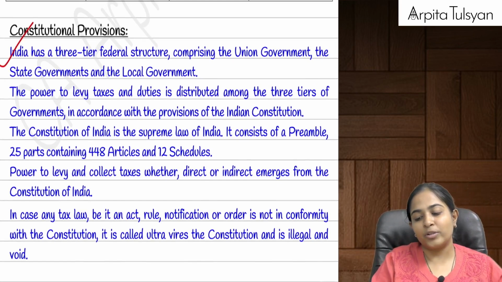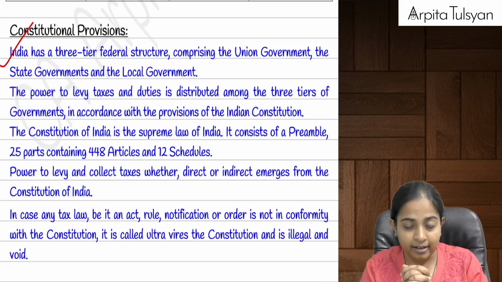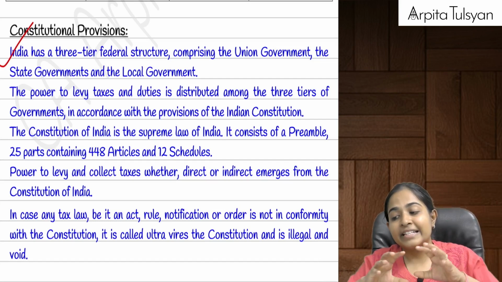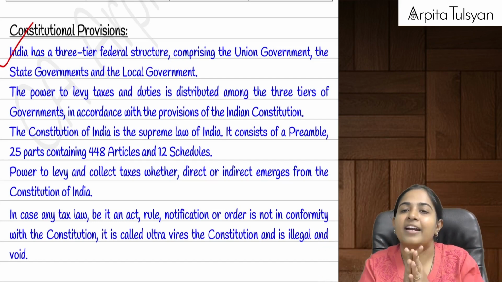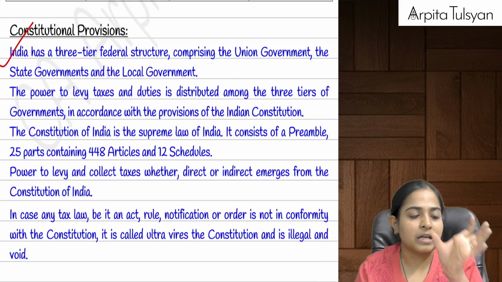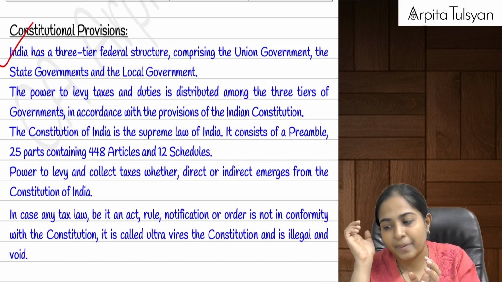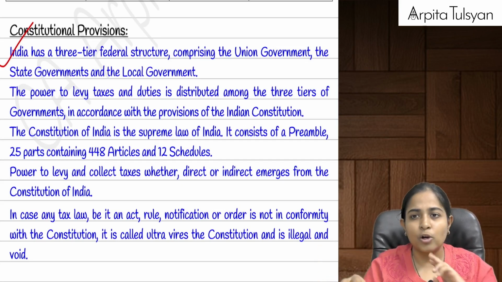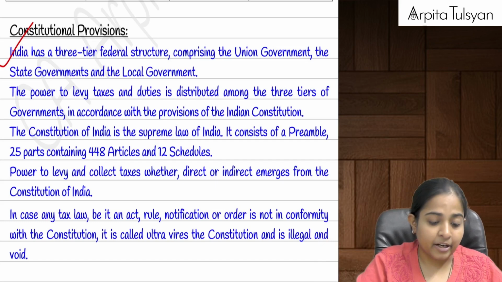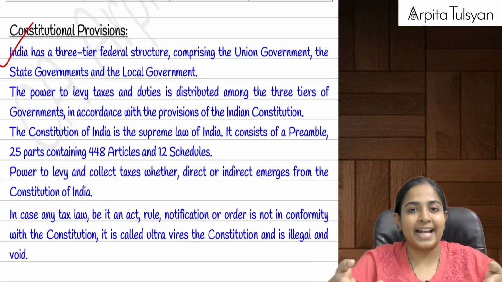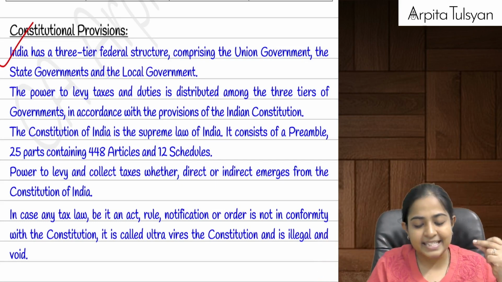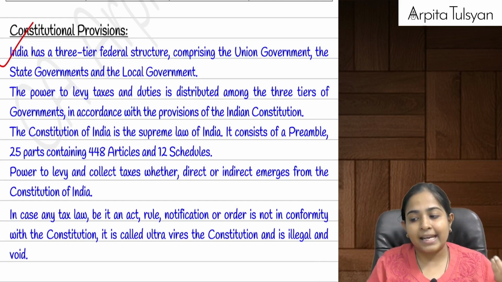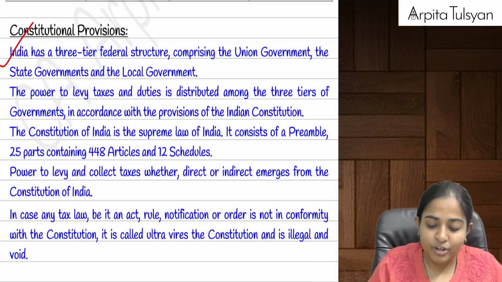Now, as we know that India is a democratic country where there is a three-tier federal structure. Okay, first one is comprising of the union government, next one is comprising of the state government, and the third one is comprising of the local government, that is our local municipal corporations, etc. Now, the power to levy the taxes is given to all the governments. Okay, I can give you an example.